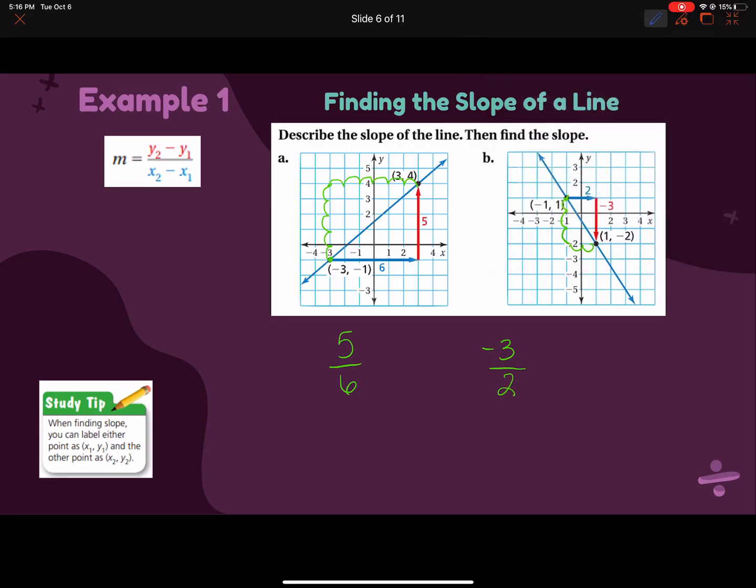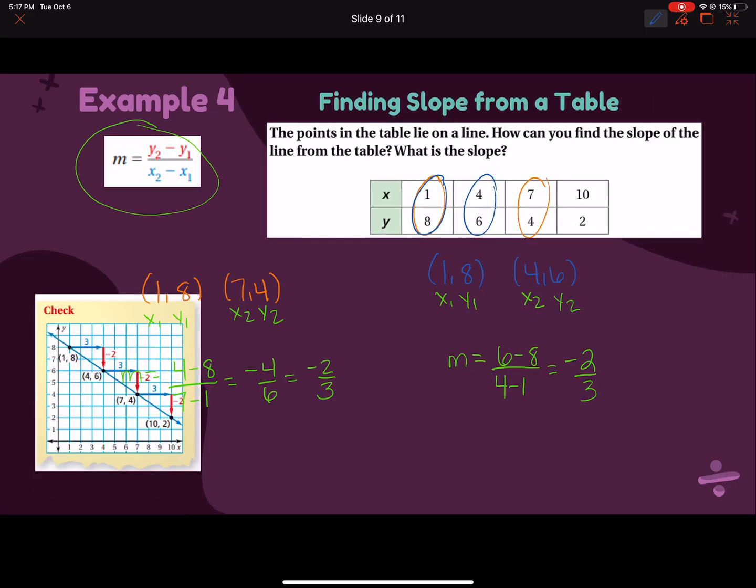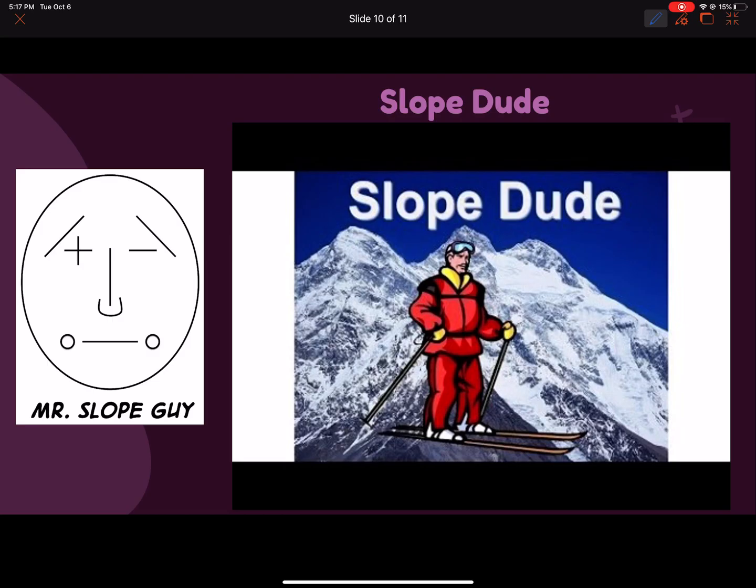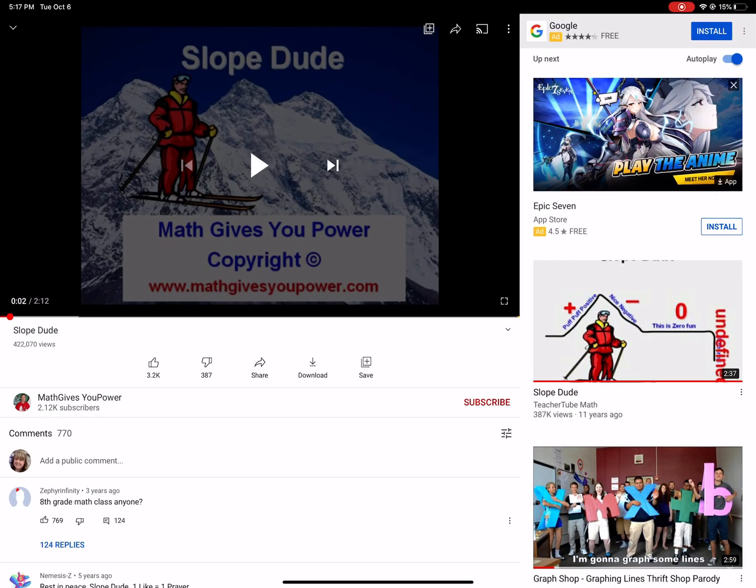Okay, notice again that this one is uphill, therefore my slope is positive, and I did get a positive number. This one is downhill, therefore my slope is negative, and I did get a negative number. Okay, here's a couple ways that you can remember your different types of slope. This guy over here is called Mr. Slope Guy. He's got a positive slope over here on his eyebrow and a negative slope over here on his other eyebrow. Then his nose is straight up and down, and that's an undefined slope. And his mouth is straight across, and that is a 0 slope. I'm going to show you a video that's going to help you remember it even more.